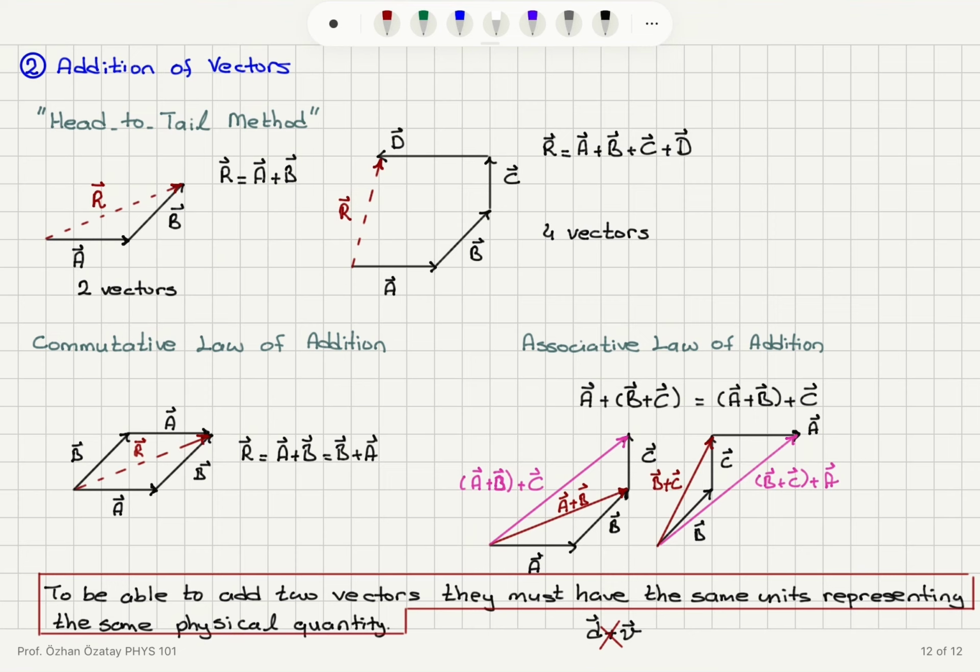And when we add vectors, one method is to use the head-to-tail method. We can graphically add them by connecting the head of one vector to the tail of the next vector. And we see that A plus B is B plus A. We have a commutative relation, and A plus (B plus C) is (A plus B) plus C. We have an associative relation, and we should also be careful when doing algebra with vectors. They must have the same units and represent the same physical quantity. We cannot add a displacement vector with a velocity vector.